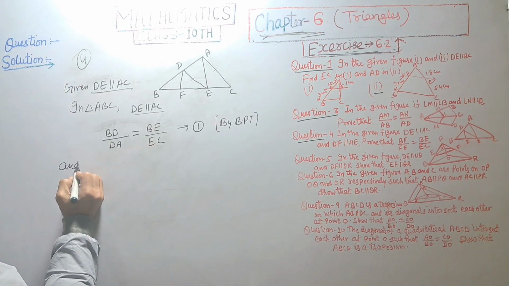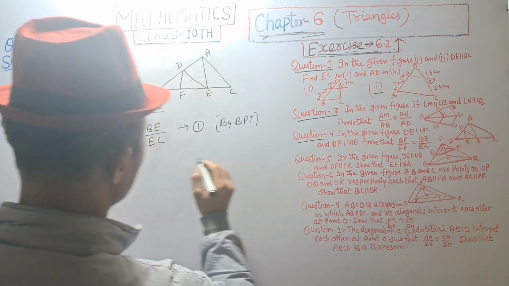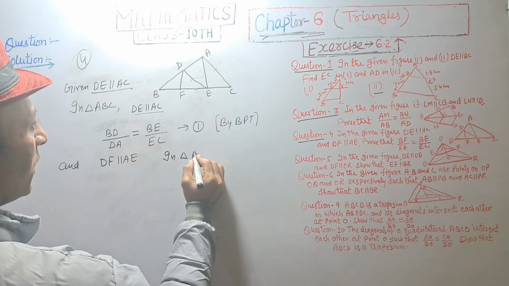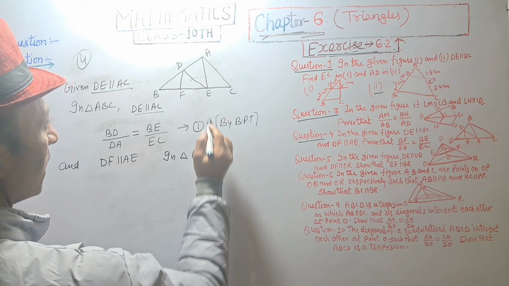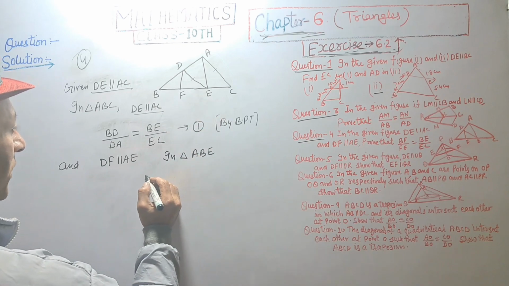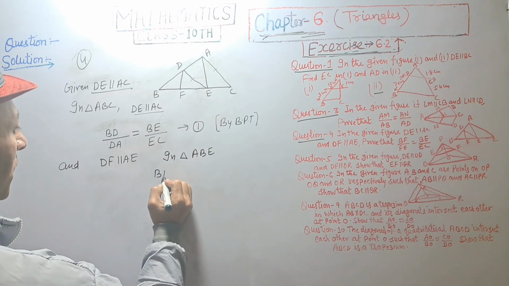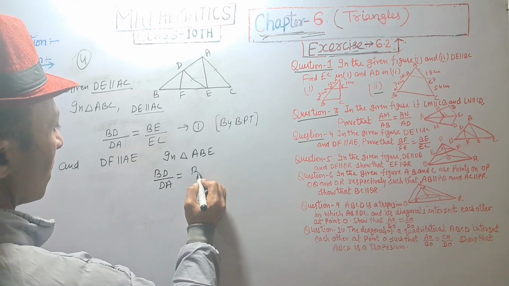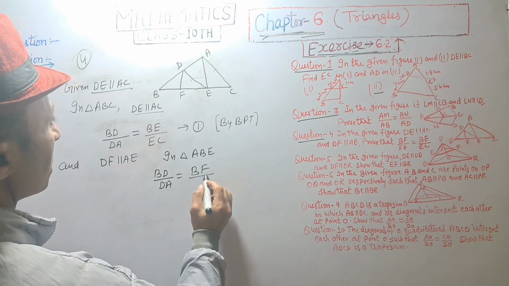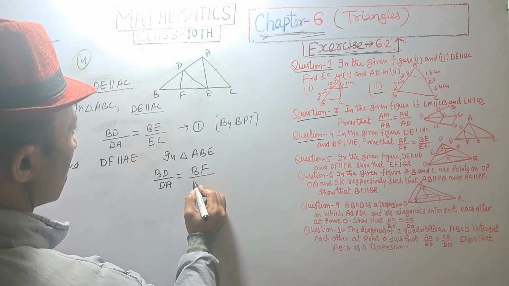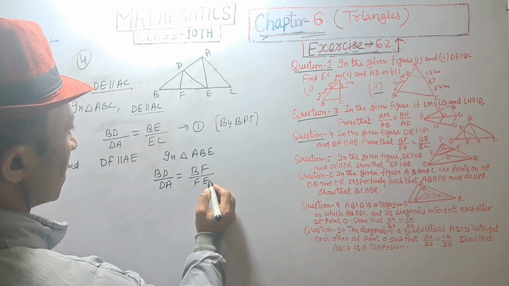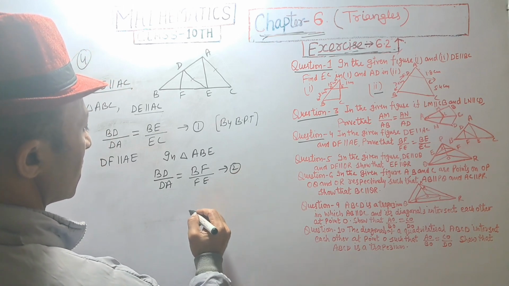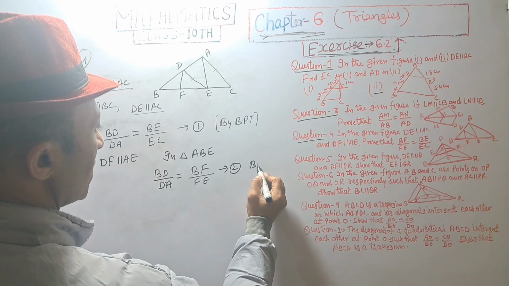And DF is parallel to AE in triangle ABE, so BD upon DA is equal to BF upon FE. It's equation number 2 by BPT.